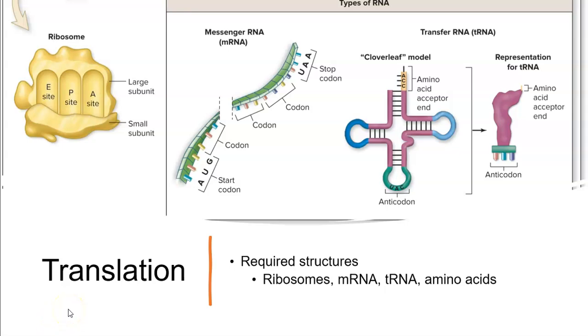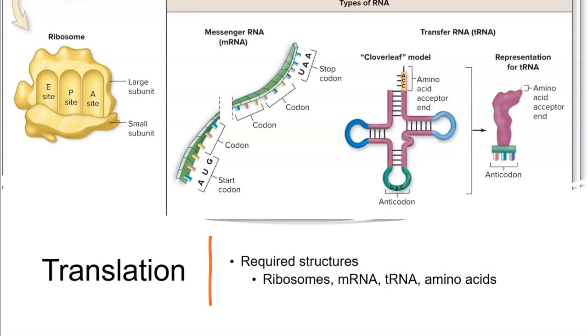So in order for translation to occur, we need the ribosomes, that's where we make proteins. We need the messenger RNA. We need transfer RNA. And we need amino acids. Again, your book gives a really good example of this. So the components that are required for translation, think of it like a chef in the kitchen getting ready to cook your favorite dish. So the ribosome is the kitchen.